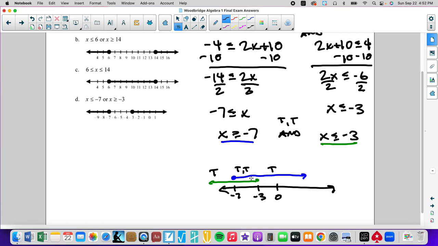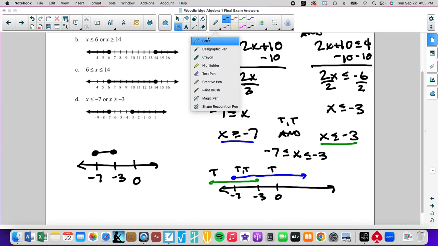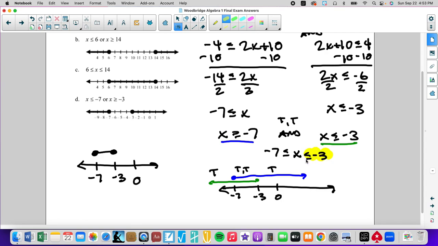So where is the true, true is going to be, my solution is going to be negative 7, negative 3, 0. It's going to be a closed circle in between those two. And typically, and statements are segments. And so if we needed to write this as a compound inequality, you'd have negative 7 is less than or equal to x, which is less than or equal to negative 3. So this would be my written solution. This is how I would write that inequality.